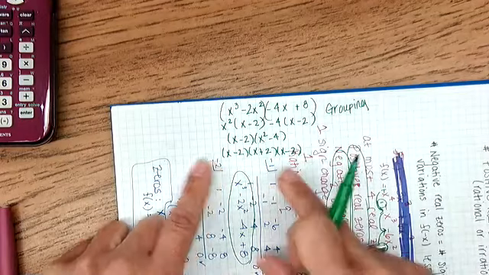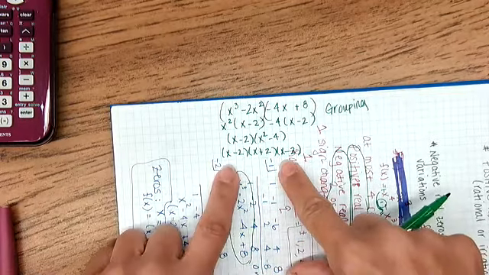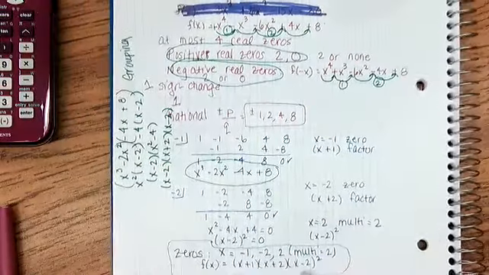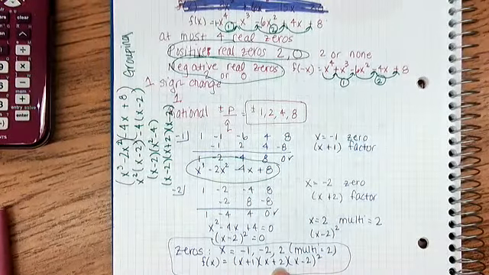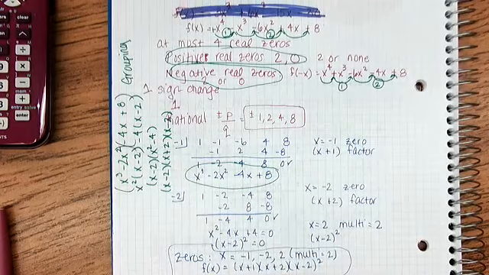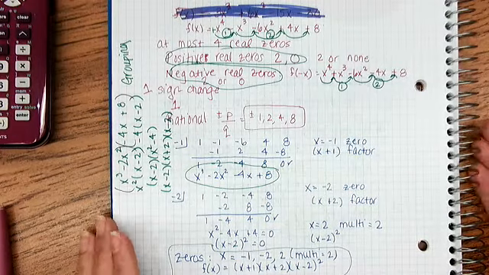Which you'll notice is exactly what we got. X minus 2 quantity squared times x plus 2. So your ability to group is going to save you a lot of time. Okay, I want to look at one more.